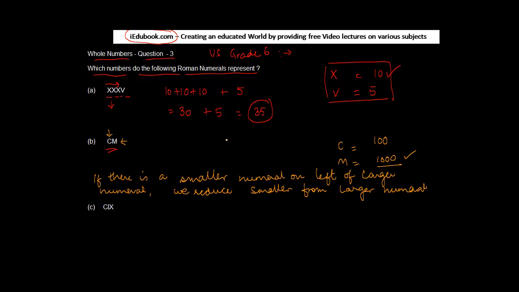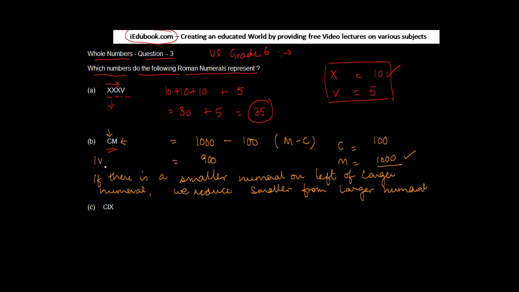So which is the larger numeral here? 1000. So CM will be equal to what? 1000, the value of M, minus 100, the value of C. This is nothing but M minus C. Why? Because we had C on the left side of M, and C is less than M. So this will be 900.